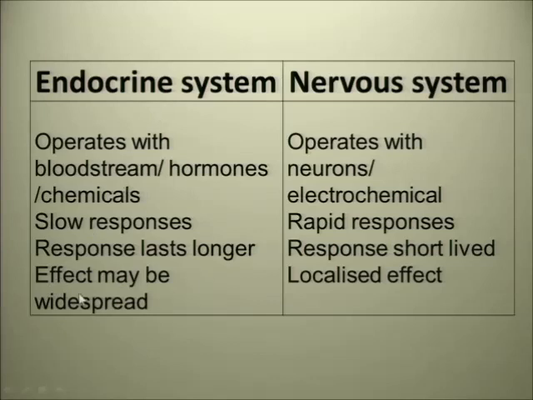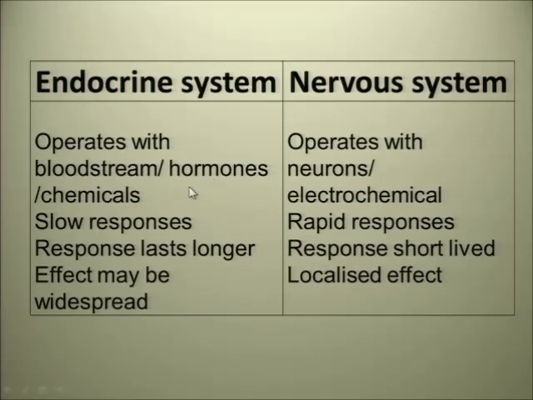The endocrine system effect may be widespread, and the effect of the nerve system is a localized, short-term effect. If you want to take notes about the differences, and I think it's important, you can tabulate it if you have a pen or paper. It operates with blood streams, it operates with neurons. Endocrine system is hormones, and these hormones are chemical, and the nerve system is electrochemical. Another difference is slow response, and the nerve system a rapid response. Response lasts longer, response short-lived, and the last one, effect may be widespread, and it is a local effect. So the differences, I think, can be important. That can be a question.